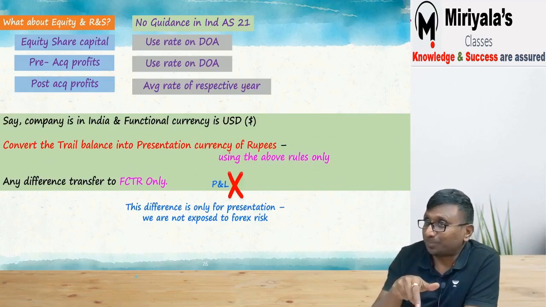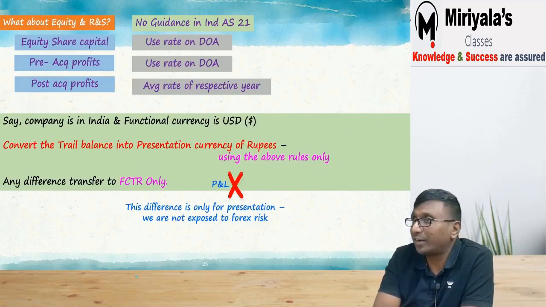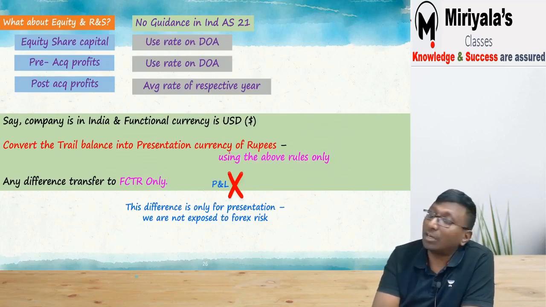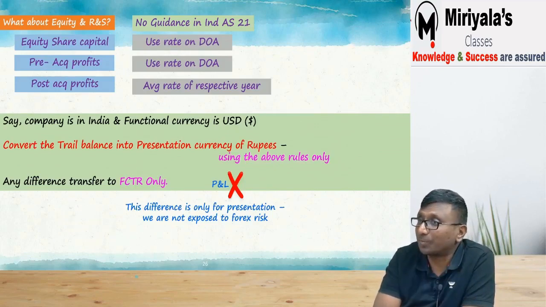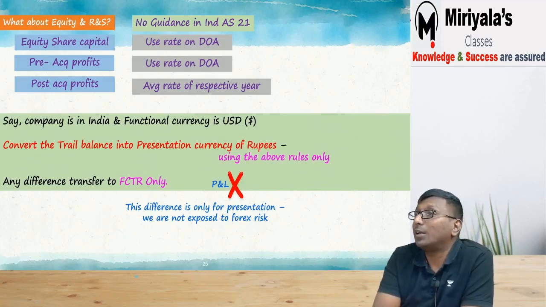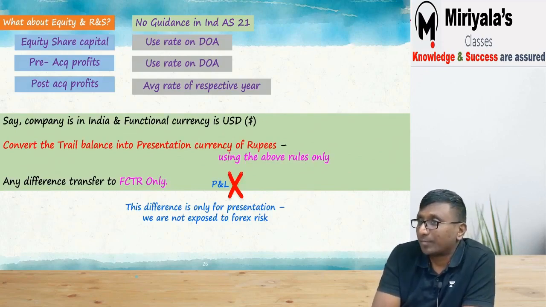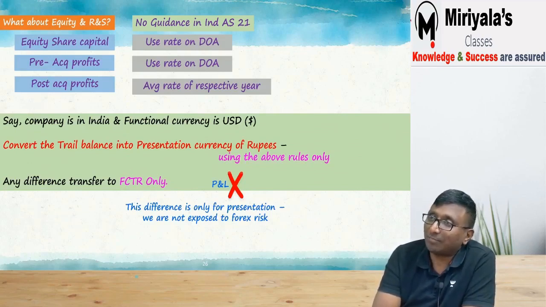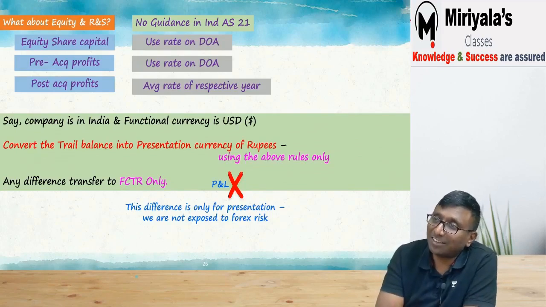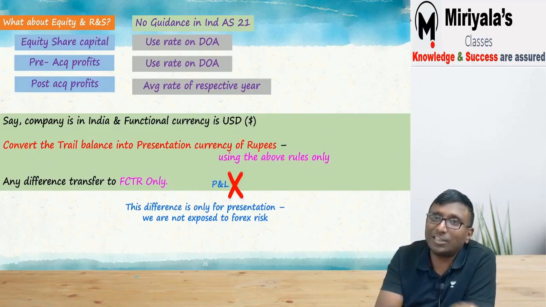Since the P&L items use one rate and balance sheet items a different rate, a difference will definitely come. Where should this difference be transferred? To FCTR only, not to P&L. Why FCTR? Why not P&L? Seriously, do I have foreign currency risk? I am doing business in dollars. Do I need to convert into rupees? No. Am I converting only for the purpose of presentation? Then why should I take the hit on the P&L?